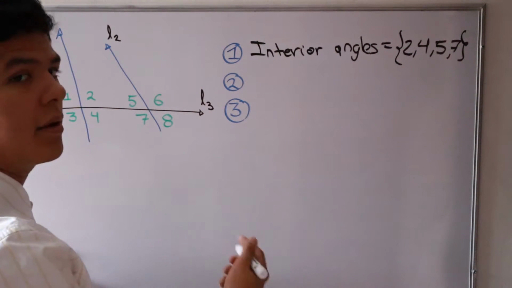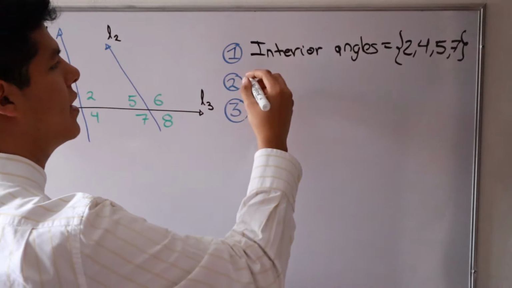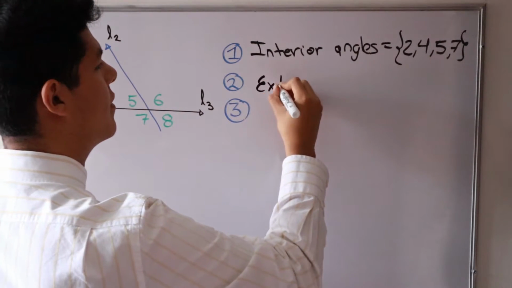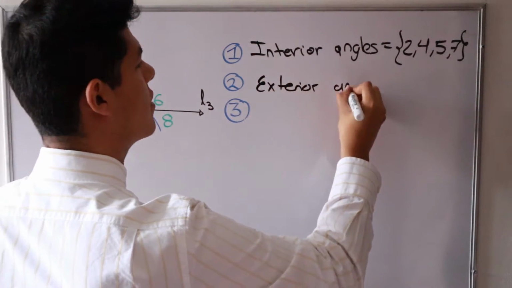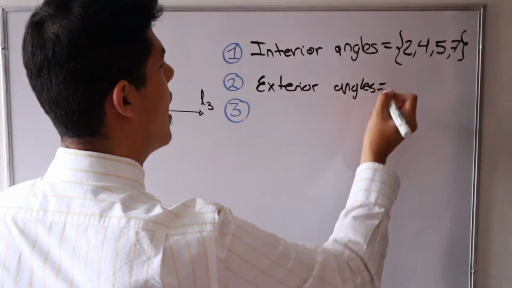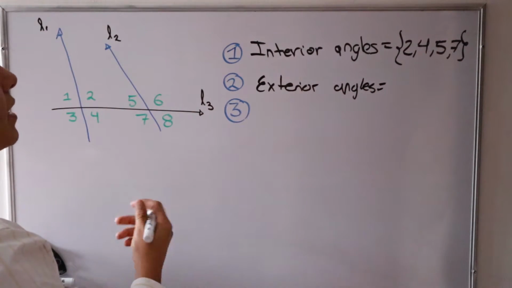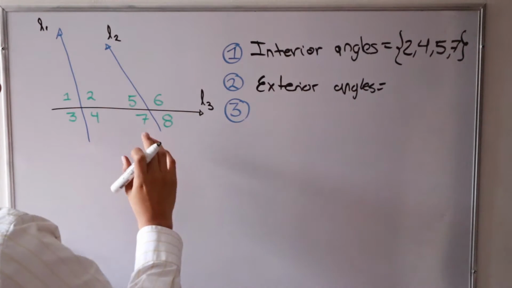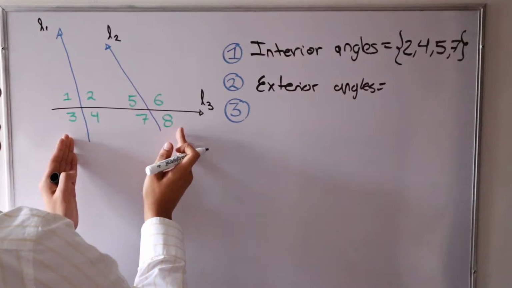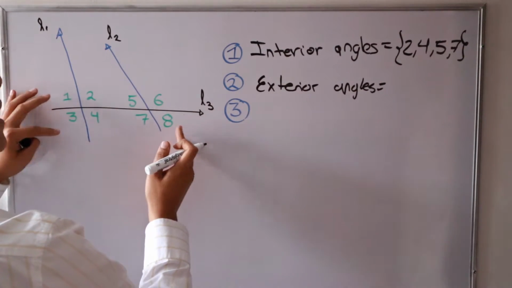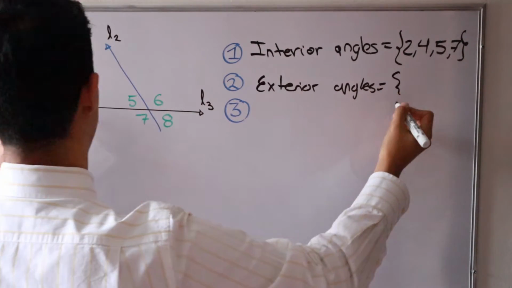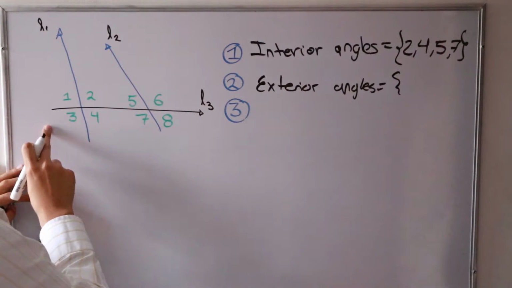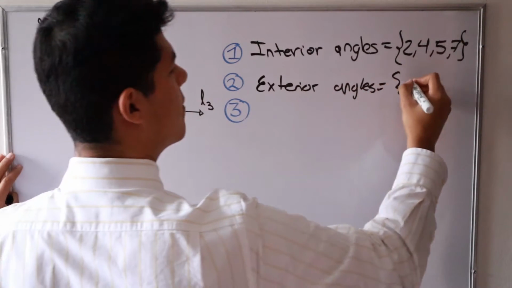And also the other characterization of these angles are the exterior angles, and these will be the others that are not between these lines. So those angles will be 1, 3, 6, and 8.